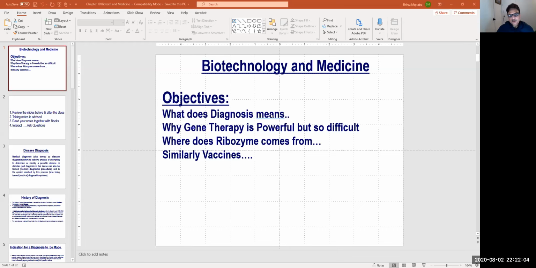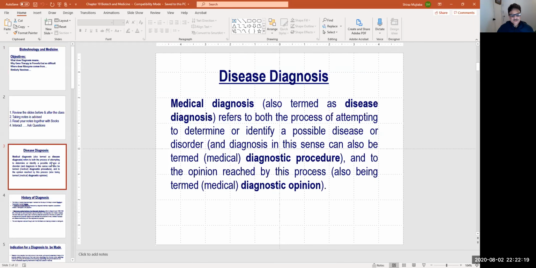But this chapter is a collection of short articles, and so the first topic is disease diagnosis. So what is disease diagnosis? We all get unwell, and we generally call ourselves sick.